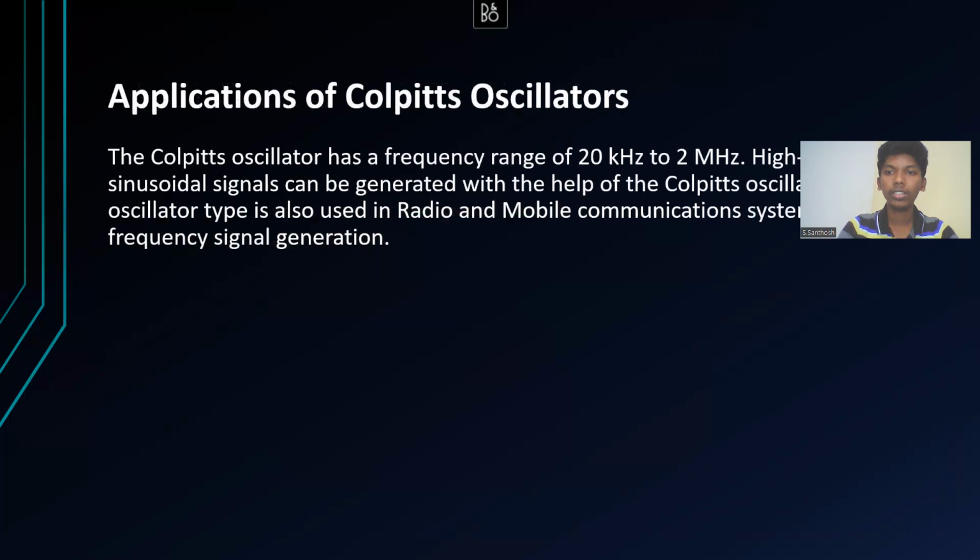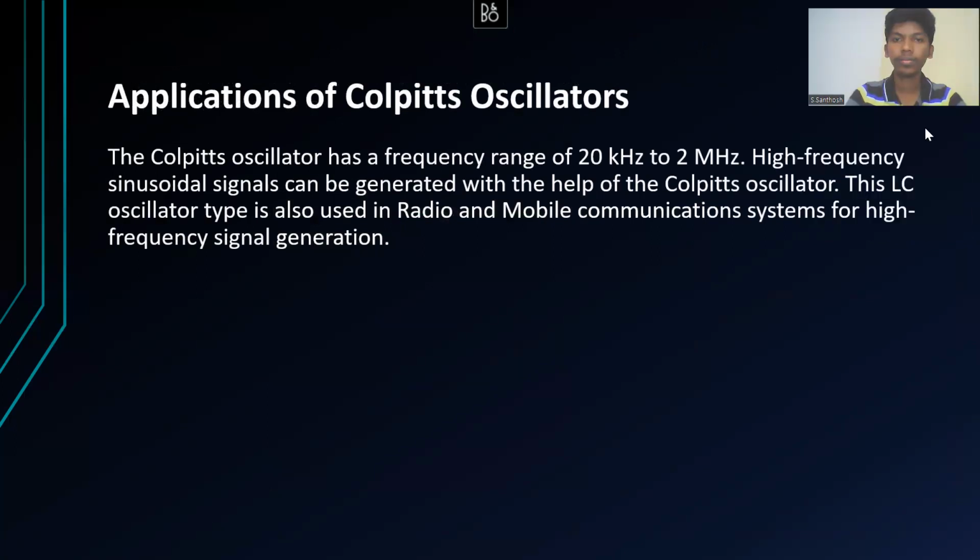So now, applications of the Colpitts oscillator. The Colpitts oscillator has a frequency range of 20 kHz to 2 MHz. High frequency sinusoidal signals can be generated with the help of the Colpitts oscillator. This LC oscillator type is also used in radio and mobile communication systems for high frequency signals. So over here, because we have a frequency range of 20 kilohertz to 2 megahertz, these can be used in various fields like radio and mobile communication systems for high frequency signal generation.